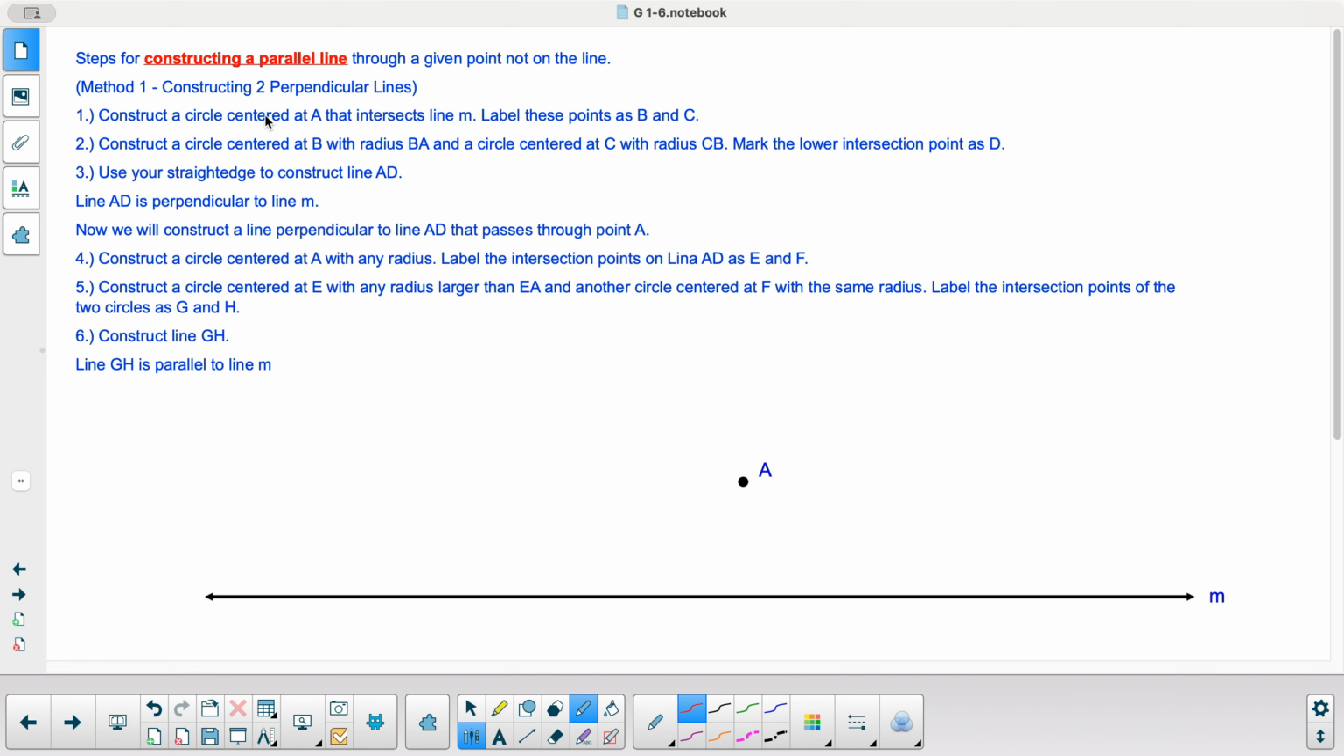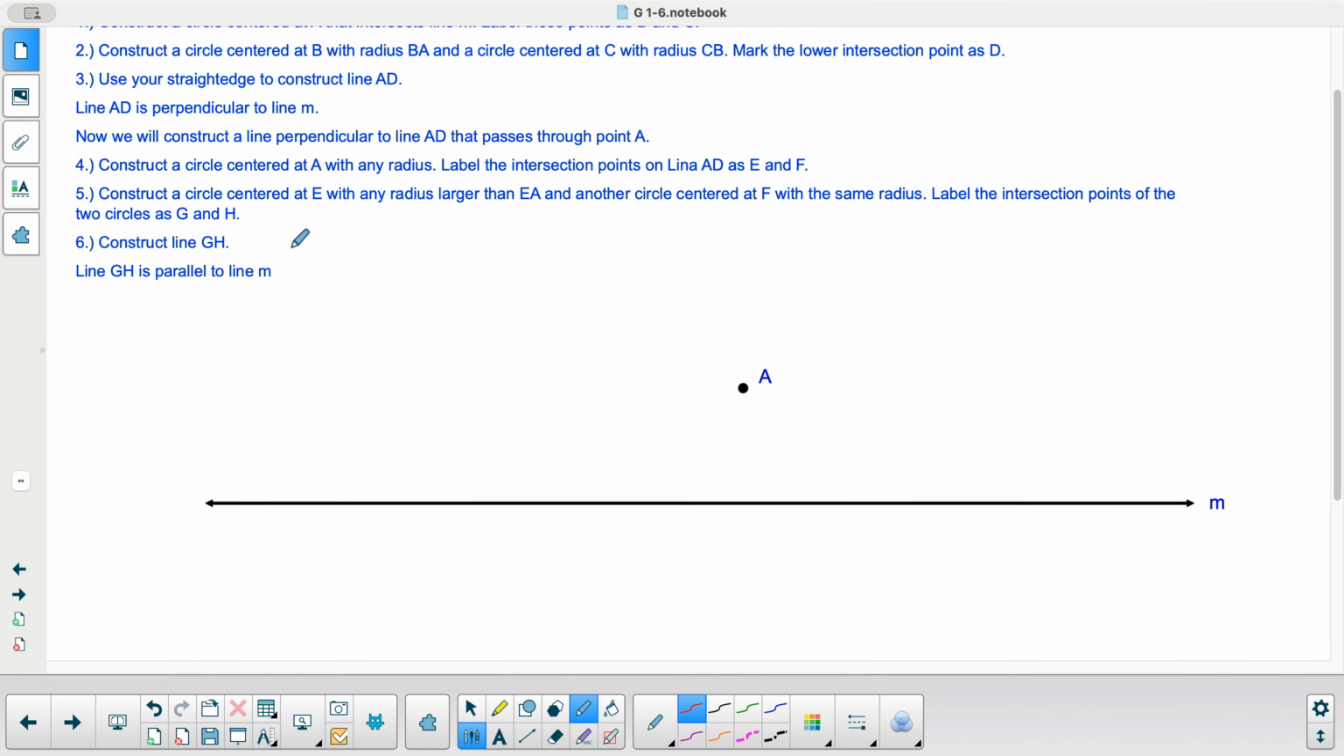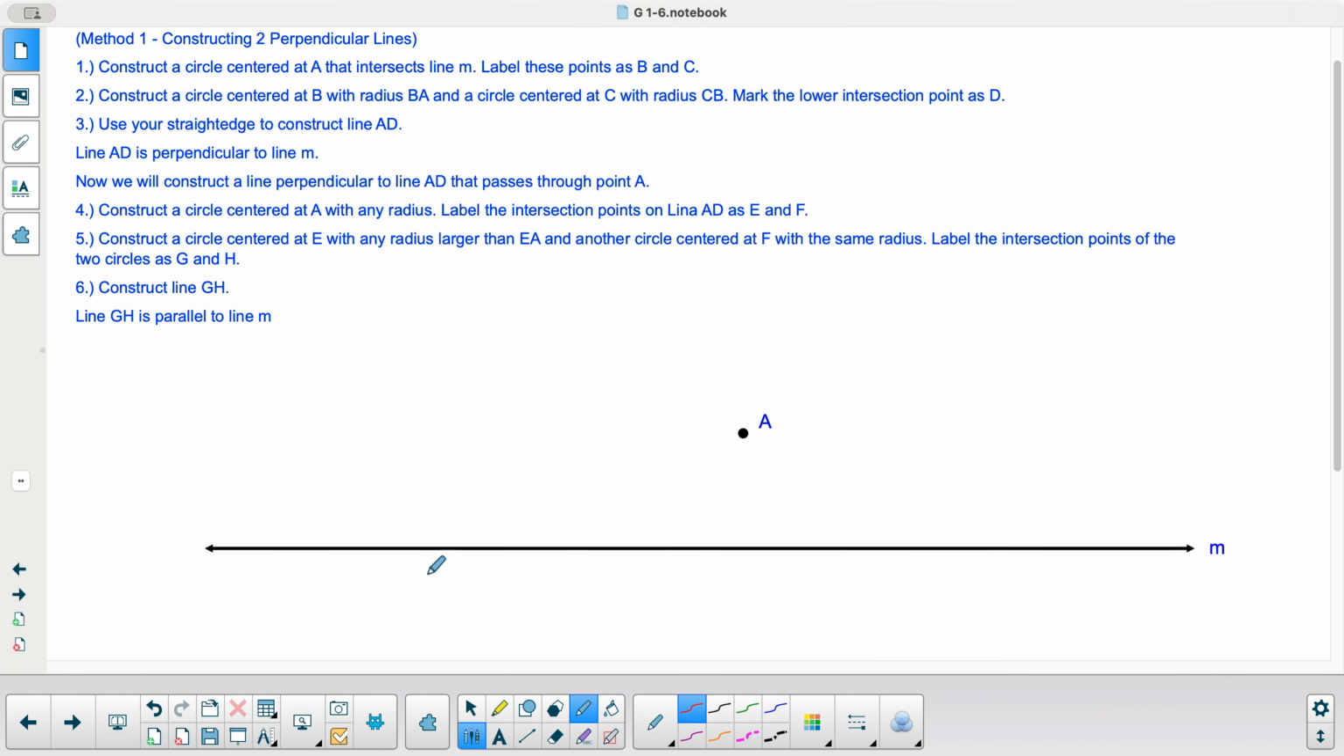All right, now we're going to construct a parallel line, parallel to M but through A. So the first method is to just construct two perpendicular lines. The first thing that we're going to do is basically just repeat what we just did, okay? So let me get a compass here.